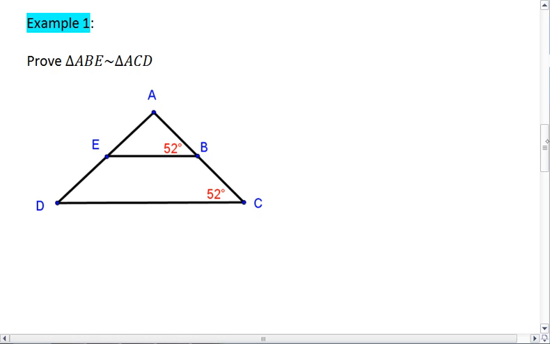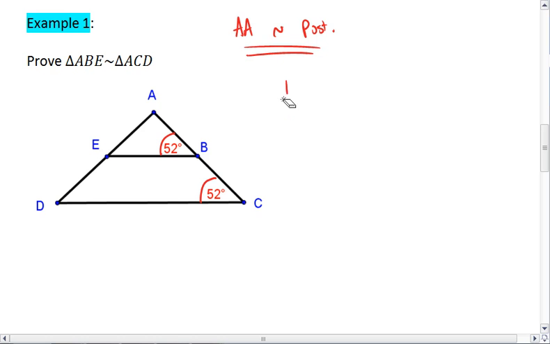Example 1. We want to prove triangle ABE similar to triangle ACD. Well, since this is the first similarity proof, and since we only know how to prove using the angle-angle postulate, we'll write this as the angle-angle similarity postulate. That means we're going to have to find two angles that are congruent. We're given B and C being congruent. Take a moment, pause the video, try to work this proof out on your own. When you're ready, resume the video and check your solution.